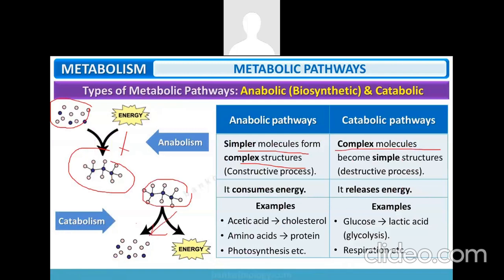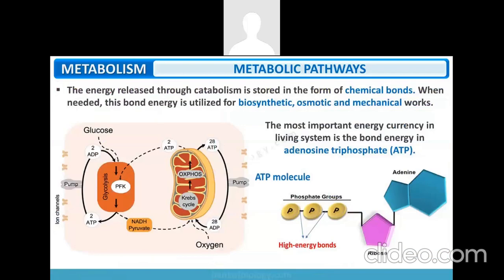Catabolism means a big molecule is broken down into a simple molecule. That is, a complex molecule is broken down into a simple molecule with the release of energy. So this releases energy, whereas anabolism consumes energy. Let us see the examples. Acetic acid to cholesterol, amino acids to protein, and the process of photosynthesis are anabolic processes. Conversion of glucose to lactic acid in the process of glycolysis, and respiration are examples of catabolic processes.